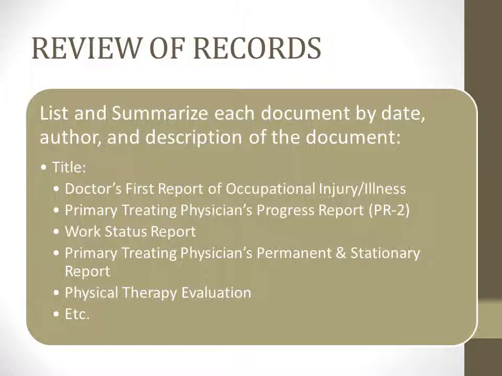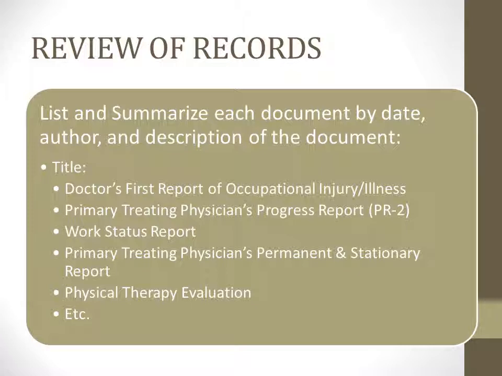Once you have all the medical records highlighted with the key information, then you list and summarize each document by number one, date. In other words, they go in chronologically. You then describe the author and provide a description of the document.